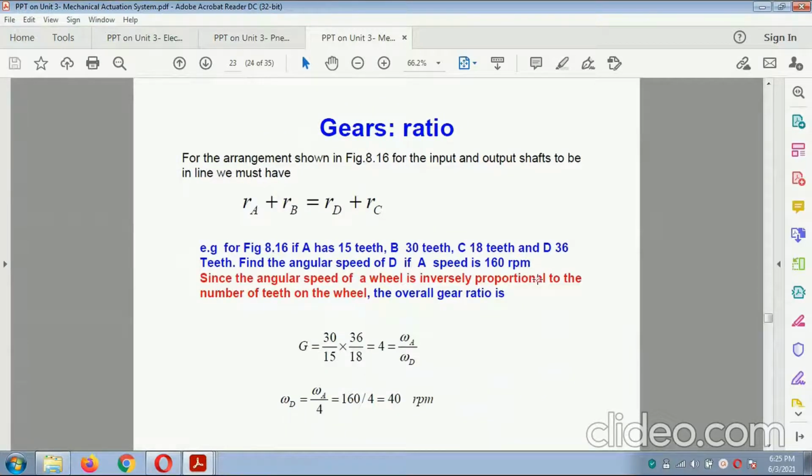So the arrangement can be reduced for the input and output shaft, that is RA plus RB is equal to RC plus RD. Therefore, if A has 15 teeth, B has 30 teeth, C has 18 teeth and D has 36 teeth, find the angular speed of D if the speed of A is 160. Then this formula can be used. You have to put all the known teeth in this formula, and you will get WD is equal to WA, therefore 160 divided by 4. So the speed of the D gear is 40 rpm.